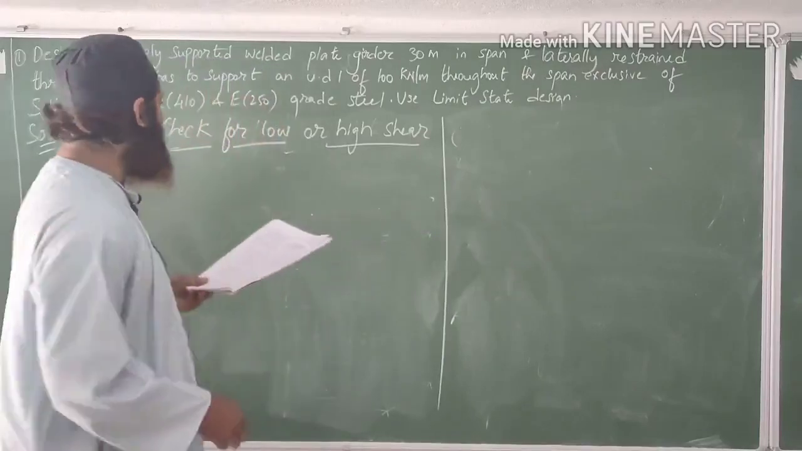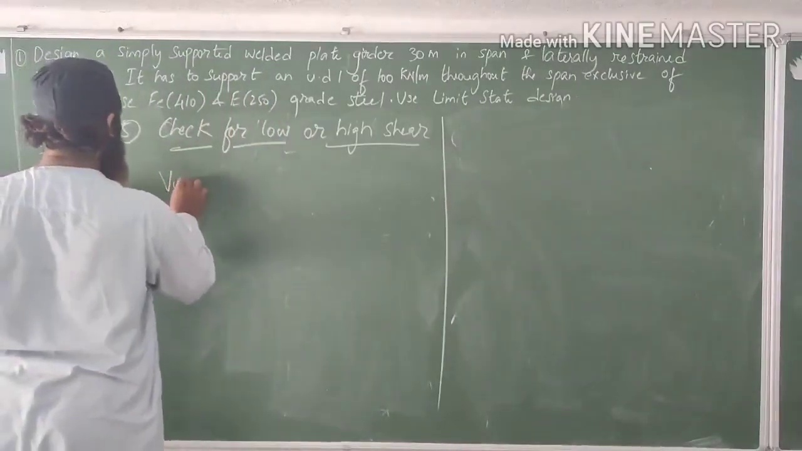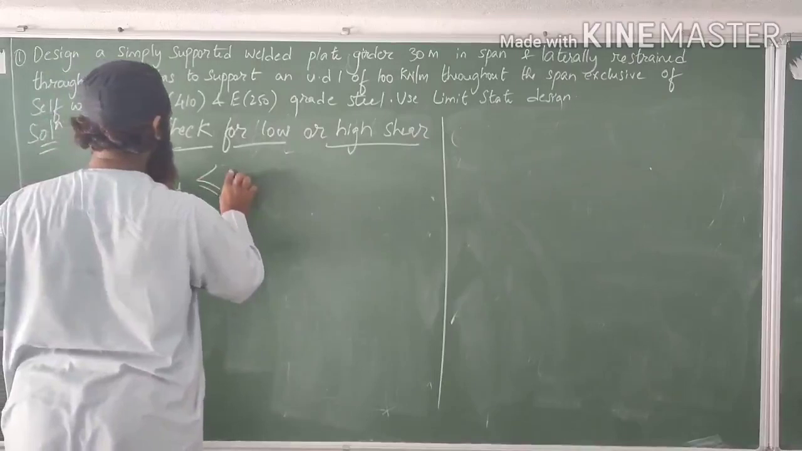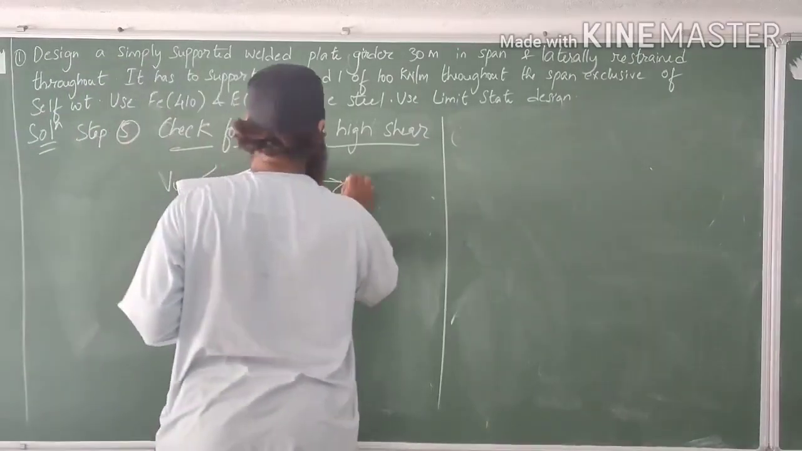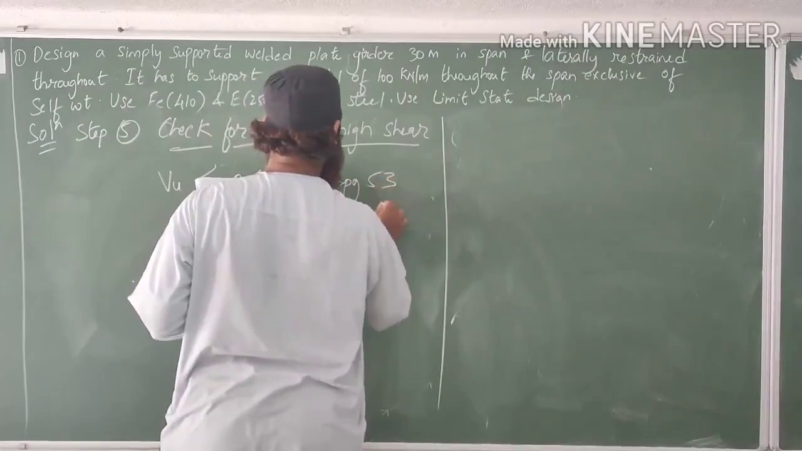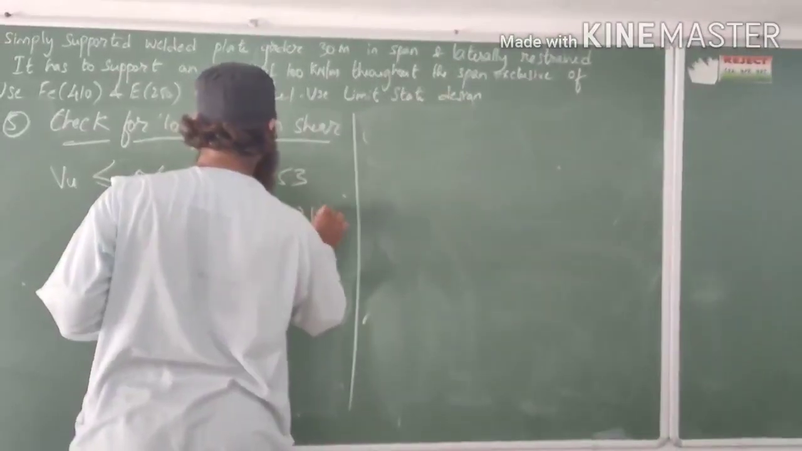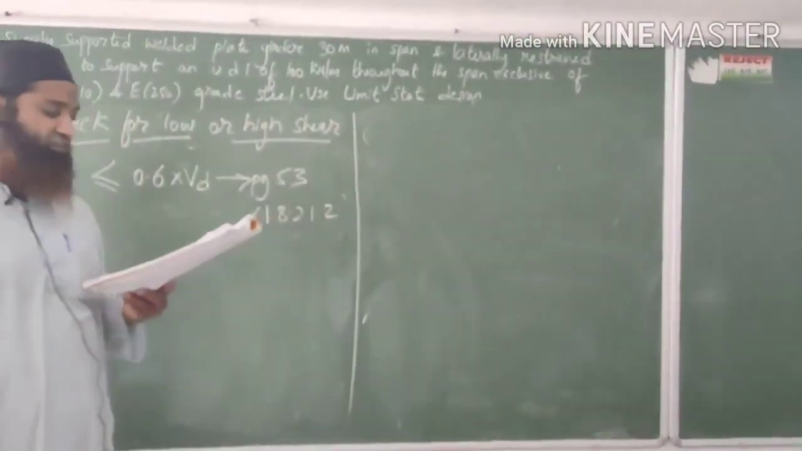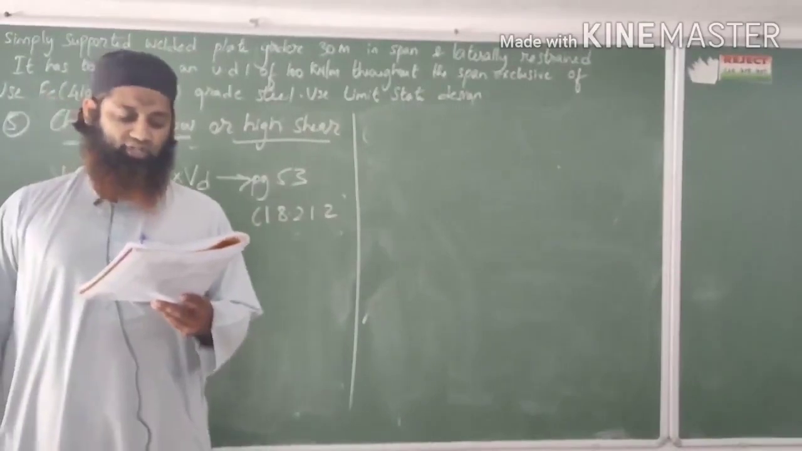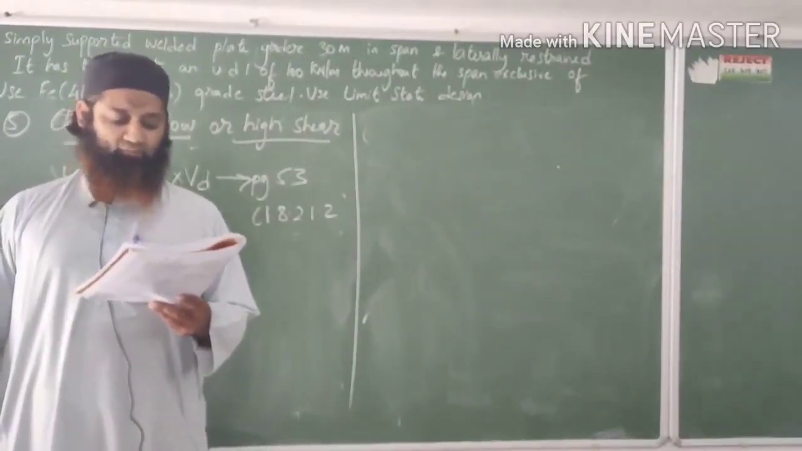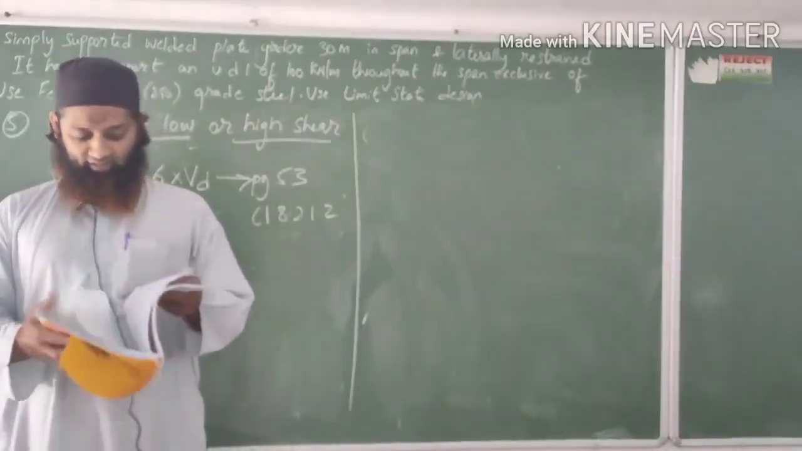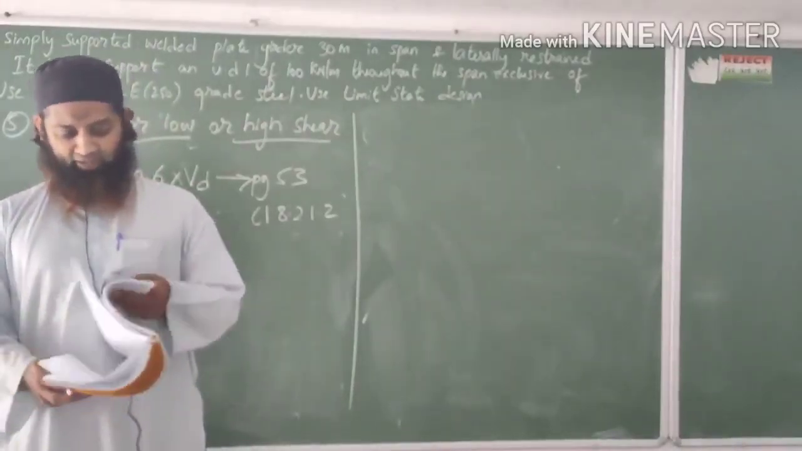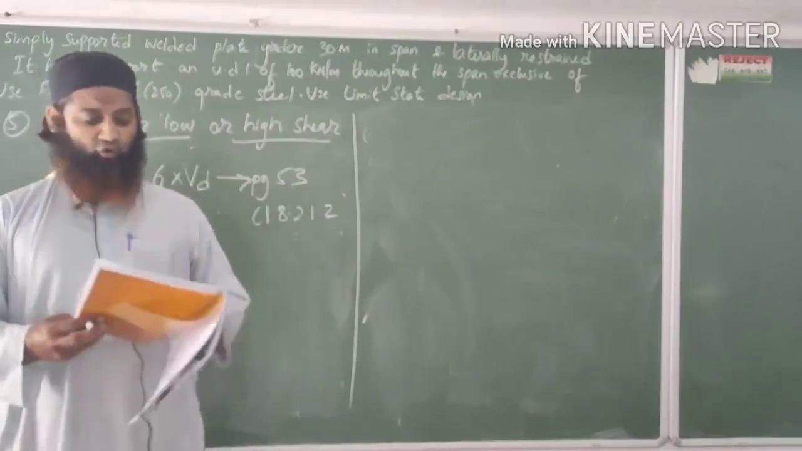8.2.1.2, where it has been mentioned that Vu should be less than or equal to 0.6 times of Vd. This is on page 53. Clause 8.2.1.2 says that when the factored design shear force does not exceed 0.6 times of Vd, then on page 59 he has given what Vd is.